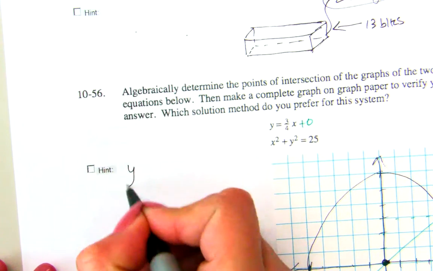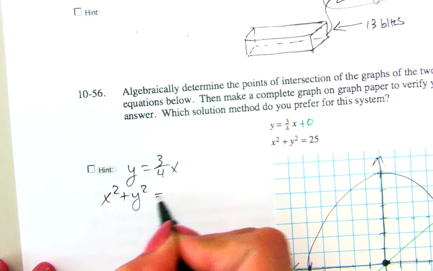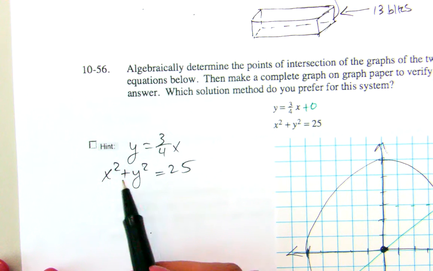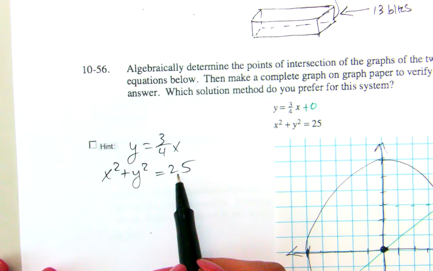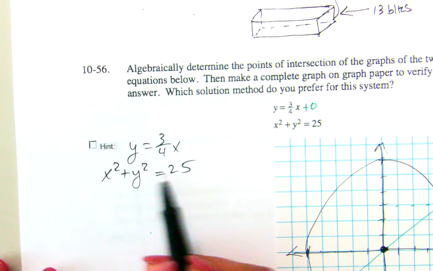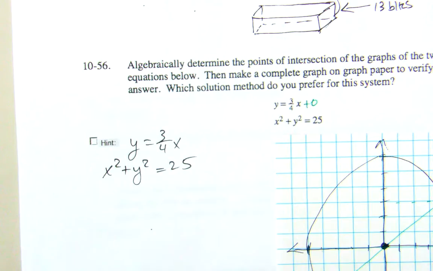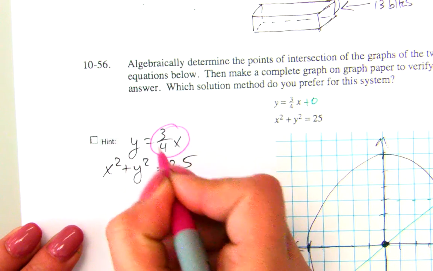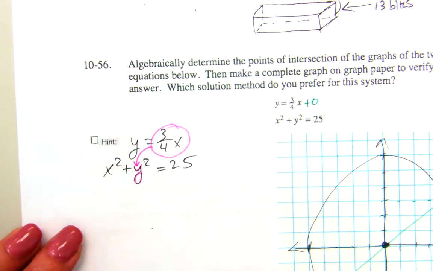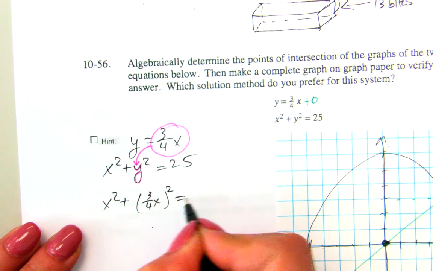The first thing I'm going to do is rewrite this, because then I don't have to keep going back and forth. X squared plus y squared equals 25. This bottom one, or the circle equation, is not in the form of y equals. So you cannot set things equal to each other, because it's not y equals something and y equals something. So the only thing that you have at your disposal is to do the thing that we talked about before, which is to substitute. Since y is equal to 3 over 4x, everywhere there's a y, I'm going to substitute 3 over 4x. So I have x squared plus 3 over 4x squared equals 25.